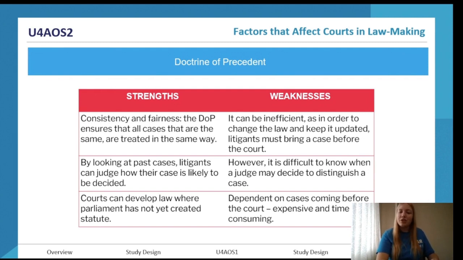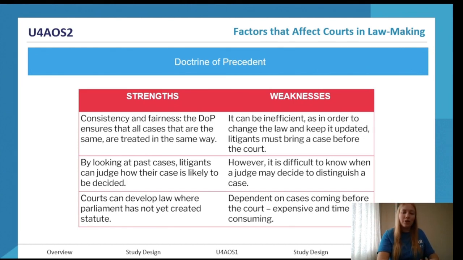So it can be inefficient, because in order to change the law and keep it updated, the litigants have to bring a case before the court. This is not an efficient process because, again, courts are not proactive, they are reactive. Someone needs to bring cases. They cannot actively fill in gaps in the law, and there are lots of those, or interpret statutes, and they have to wait for someone with standing and being able to afford it.